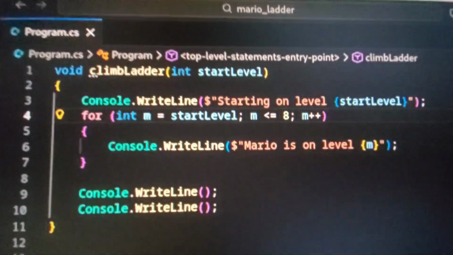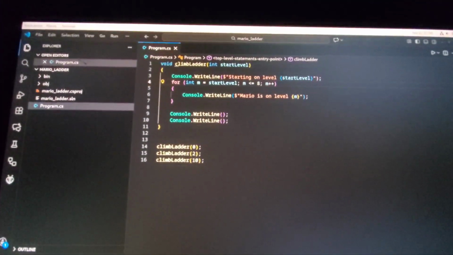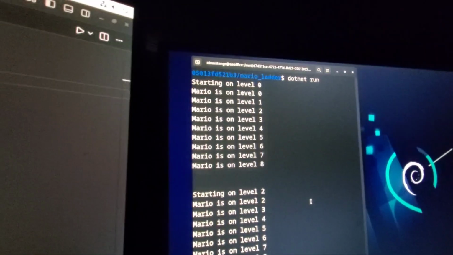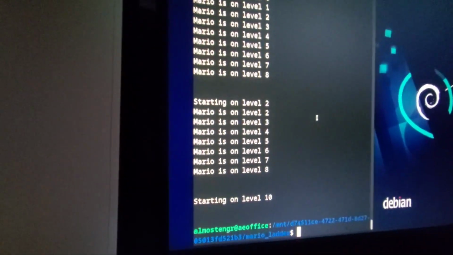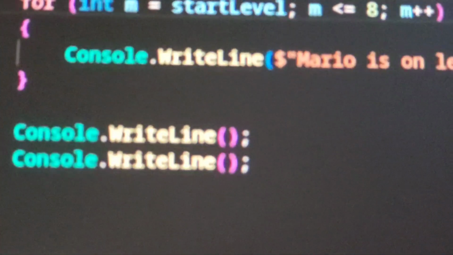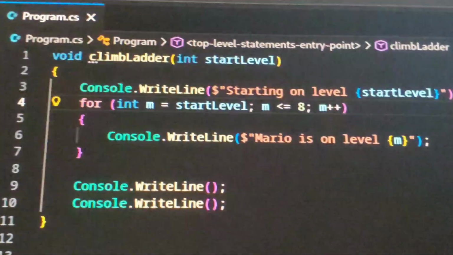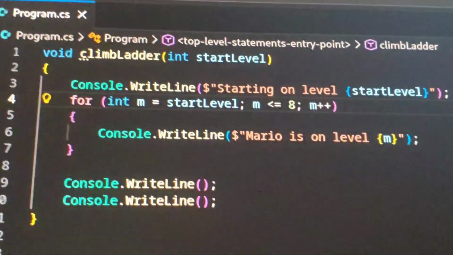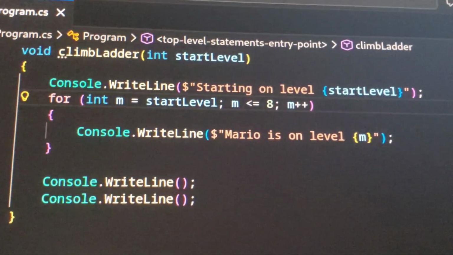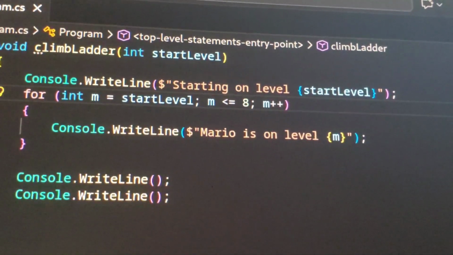Now I've changed it to m is less than or equal to 8, which means he can reach the 8th level. And what you see is it goes from 0 to 8, 2 to 8, and starting on 10 goes nowhere. I think the biggest issue that may be tripping you up is the middle condition, which sets the constraints. So when you set less than or equal to, that includes that number.